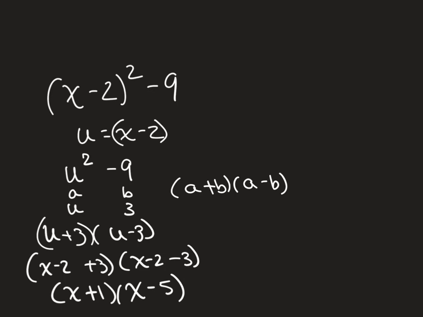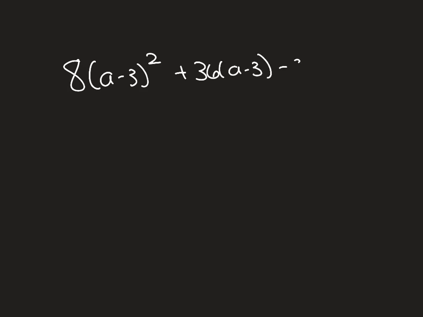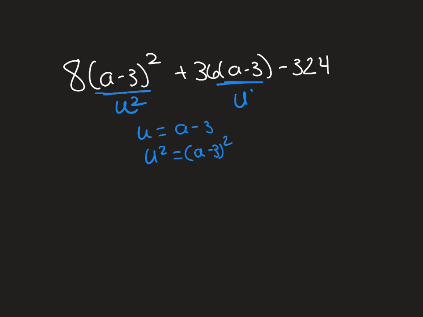Let's try another one of the u substitutions. Let me make one up. Let's do 8 times a minus 3 squared plus 36 times a minus 3 minus 324. And I know many of you are like, what is that? Oh my goodness. I'm going to let this thing right here become my u. So this is my u squared. If I let u equal a minus 3, then u squared is equal to a minus 3 squared. So now what I really have is 8u squared plus 36u minus 324.